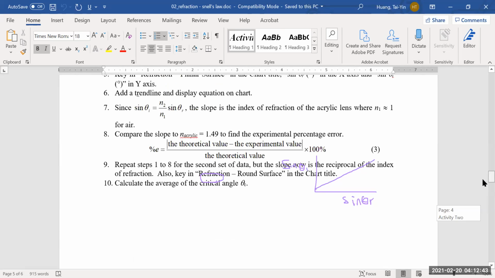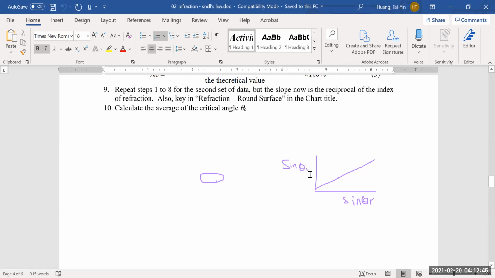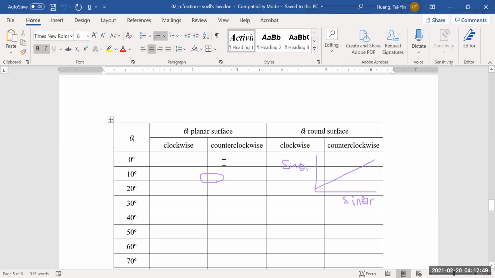Now the other thing I want to mention is that when you carry your data to Excel, again, you have the clockwise and counterclockwise. Make sure that when you calculate sine theta I or sine theta R, you are using the average value of the angle to calculate sine theta I and sine theta R.